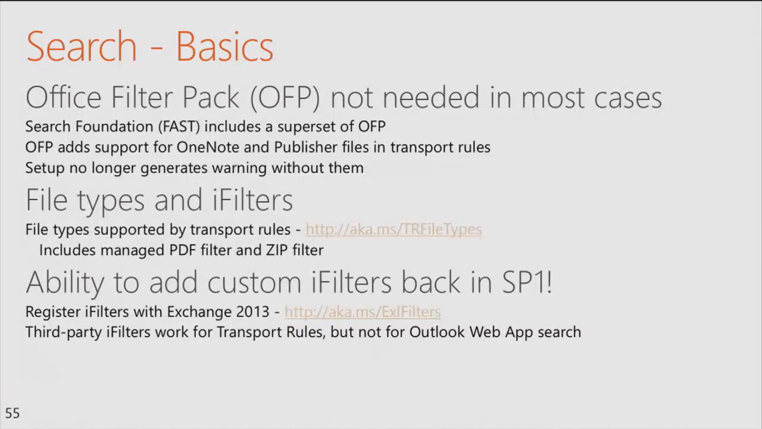The other thing that we've done is in SP1, we now give you the ability to do third-party and custom iFilters as well. We didn't have that in RTM, but it is now back in SP1. Now, typically, the most common third-party filter you would historically go get might be for a PDF or maybe even for a zip file. Both of those are already included natively in 2013 with Search Foundation. So you don't have to go to Adobe or somewhere else to get them. They're built into the box for you now.